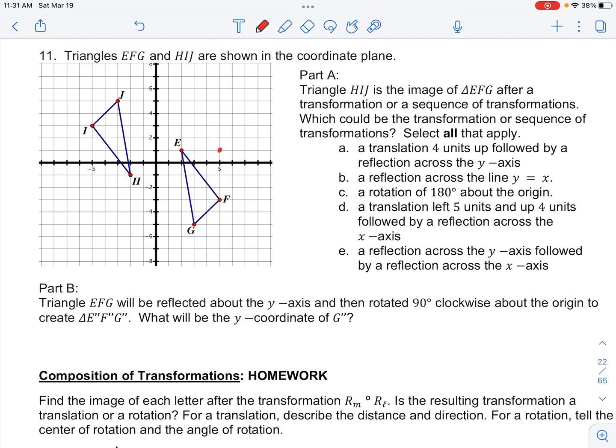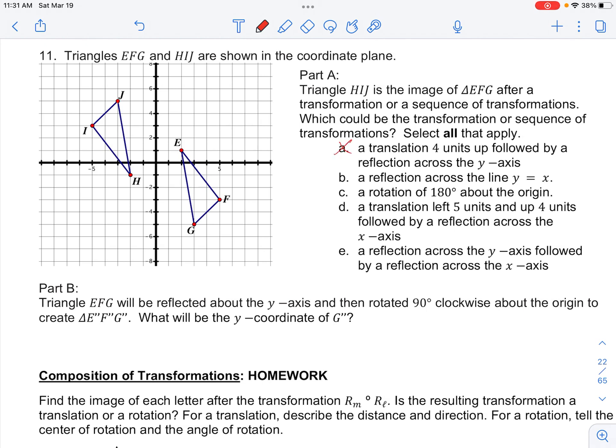So if we move it 4 up, we'll get it to 5, comma 1. Reflect it across the y-axis, bring it to negative 5, comma 1. So obviously this will not map to triangle HIJ. So A cannot be a selection.